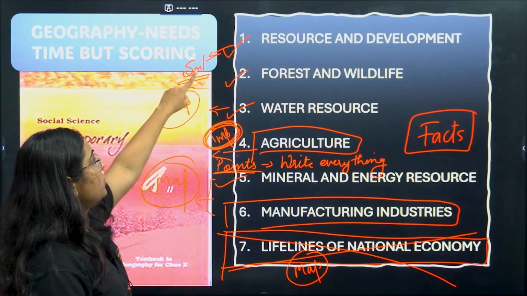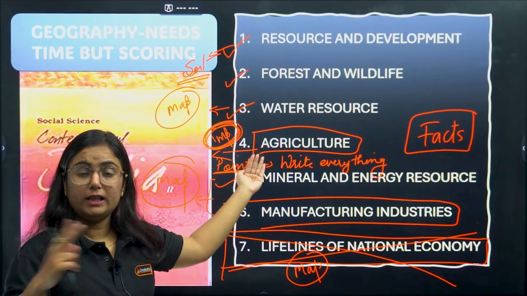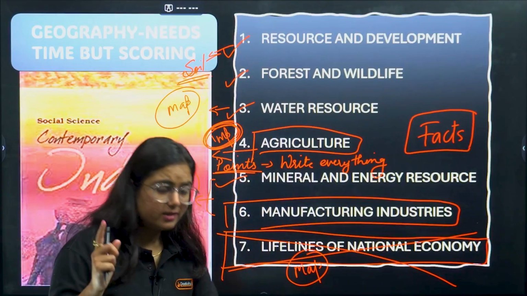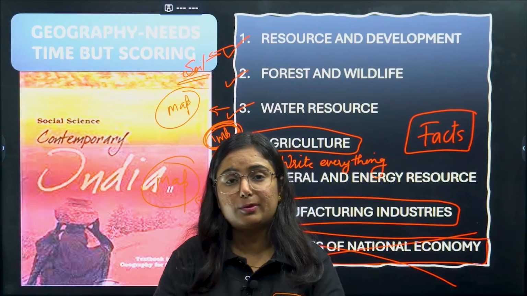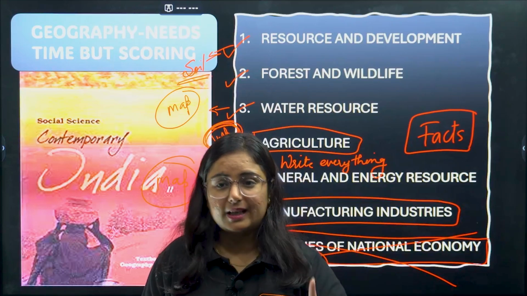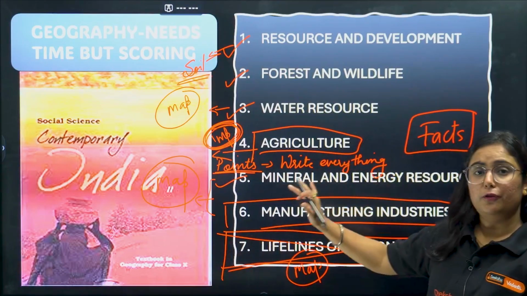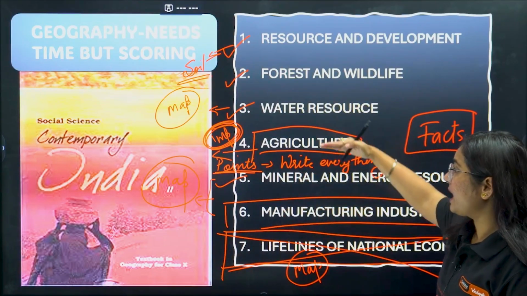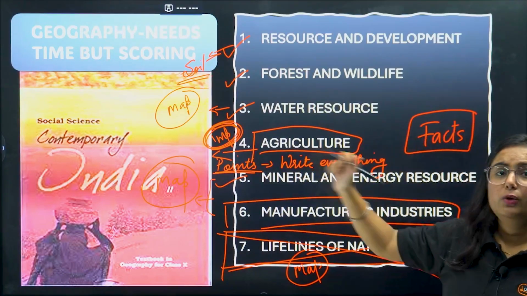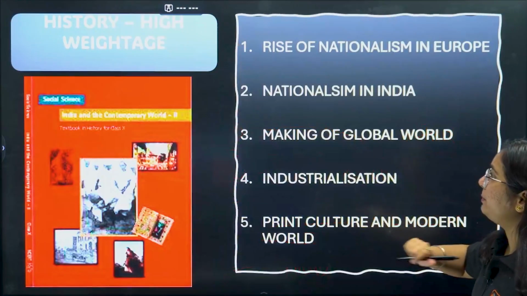Here, resource and development take 2 days, water resource and agriculture take 2 days and complete it thoroughly. Mineral energy and manufacturing again take 2 days. I am telling you this for when you are reading the chapter for the very first time, not revision, okay. We need to revise it in a single day, beta. So whenever you are studying it for the first time, divide the chapters. There are 6 chapters, 2 chapters in a day. In 3 days, you will be acing your geography preparation. Okay, 3 days are enough for geography preparation.